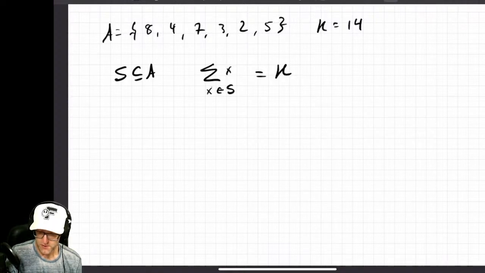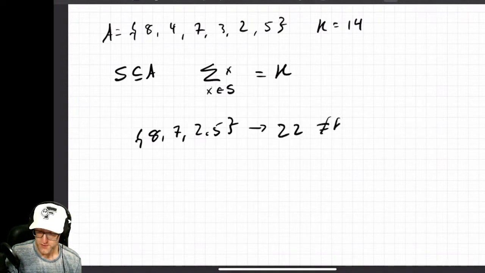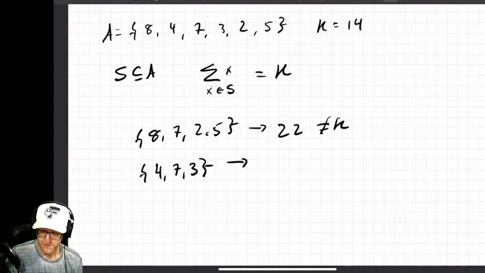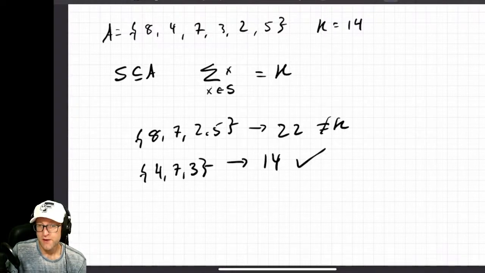So, for example, if I started out with a subset like 8, 7, 2, and 5, then the sum of that is going to be 22, and that's not equal to K, so that didn't work. If I start with a different set, this is the one I was thinking of when I made it. There we go. That does sum to 14. So yes, we would answer yes and output yes, there does exist a subset, not of size K, but whose elements sum to K.